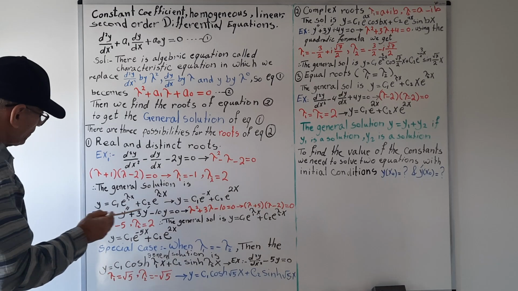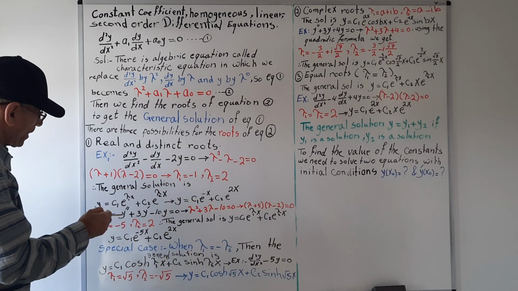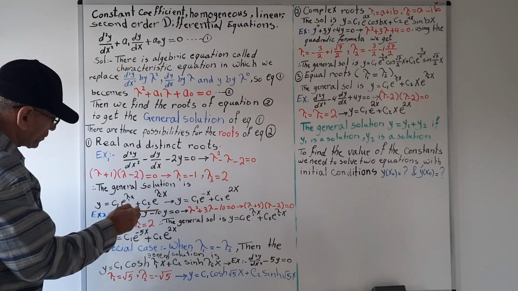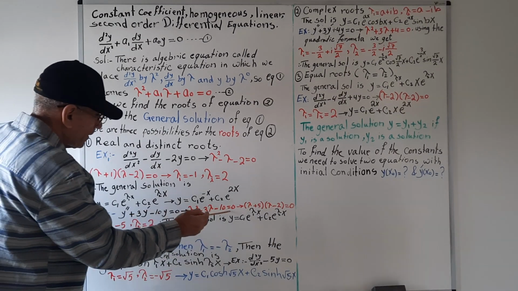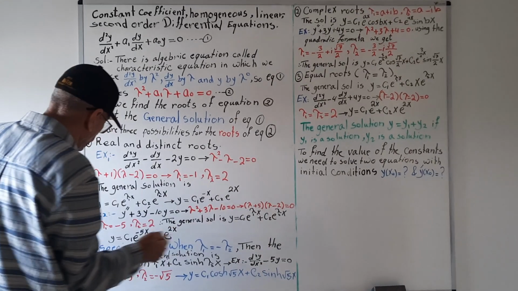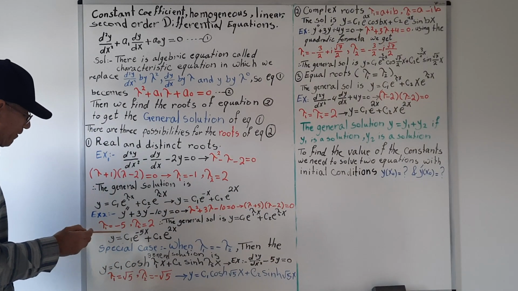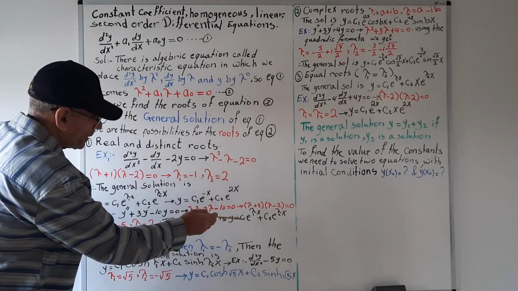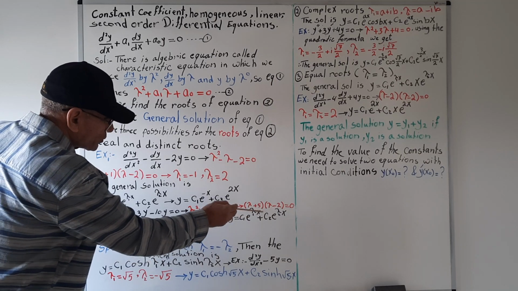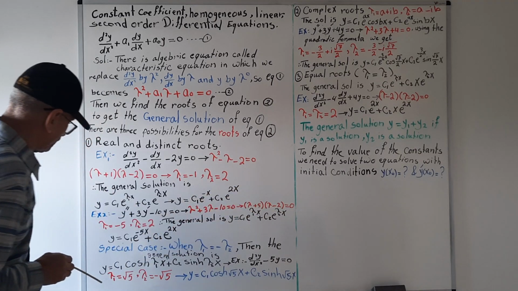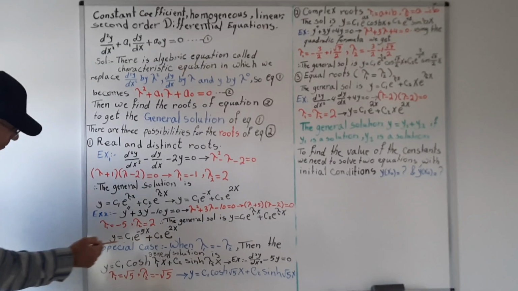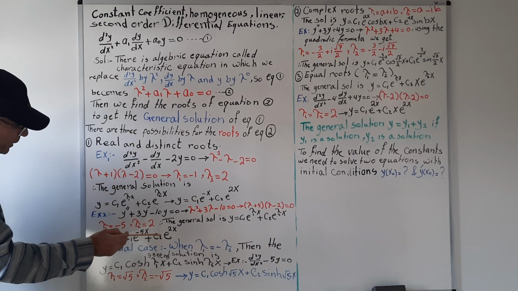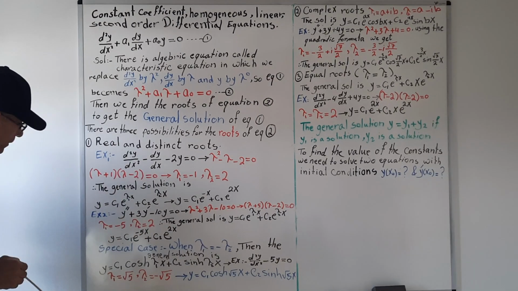Another example, this is the same. We use double prime as the second derivative. Plus 3y prime minus 10y equals 0. So here the characteristic equation, and here are the roots. Lambda 1 equal minus 5, and lambda 2 equal 2. The general solution is y equals c1 e to the power lambda 1x plus c2 e to the power lambda 2x. And here is our solution. Y equal c1 e to the minus 5x plus c2 e to the power 2x.